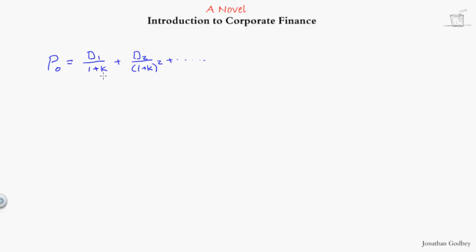But what I don't know is K. K is going to represent the risk of that stock. So how can I come up with a measure for the risk? And what I do is something called the capital asset pricing model, which a lot of people refer to as the CAPM. So how does that capital asset pricing model work?